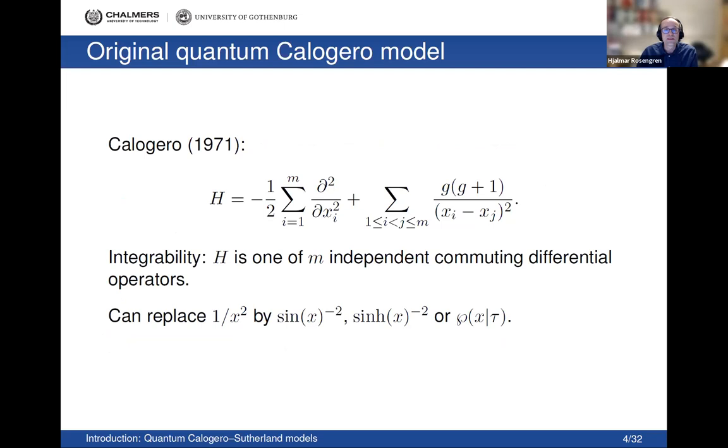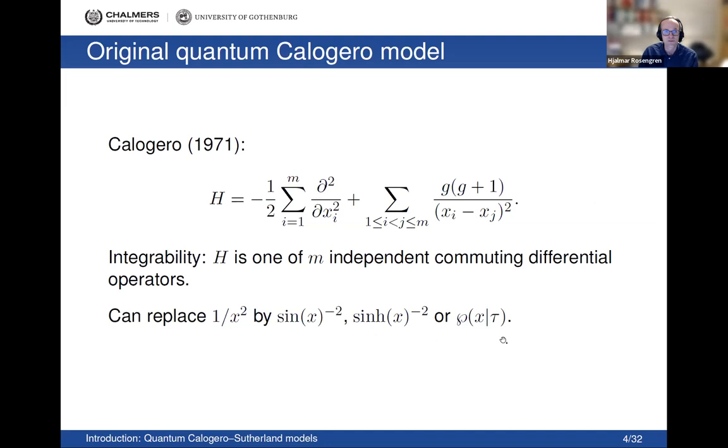So anyway, let's start with the original quantum Calogero model from 1971. That's given by this Hamiltonian, which can be viewed as a system of quantum particles on the line interacting with this inverse square potential. The main point is that this is integrable in the sense that you can write down other differential operators, as many as the number of variables, that are independent and all commute. And you can even do this if you replace the inverse square by the inverse of a sine function, or a hyperbolic function, or in the biggest generality, the Weierstrass P function.